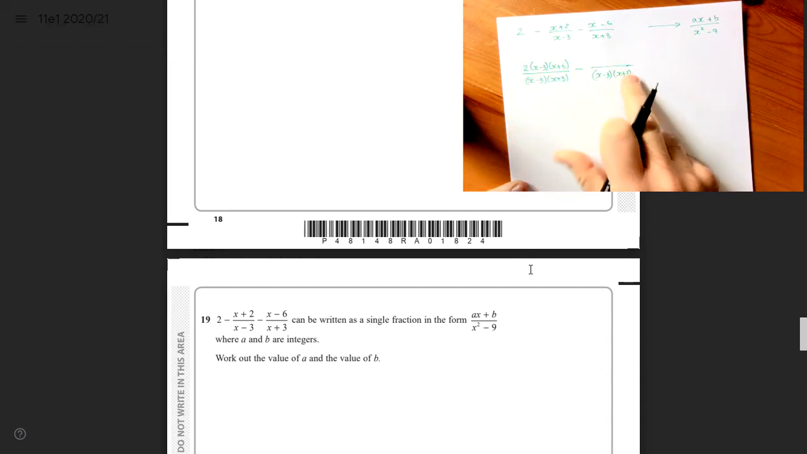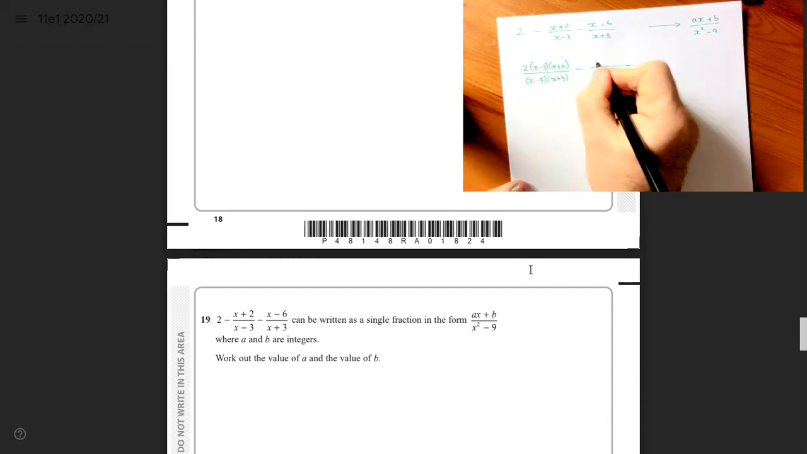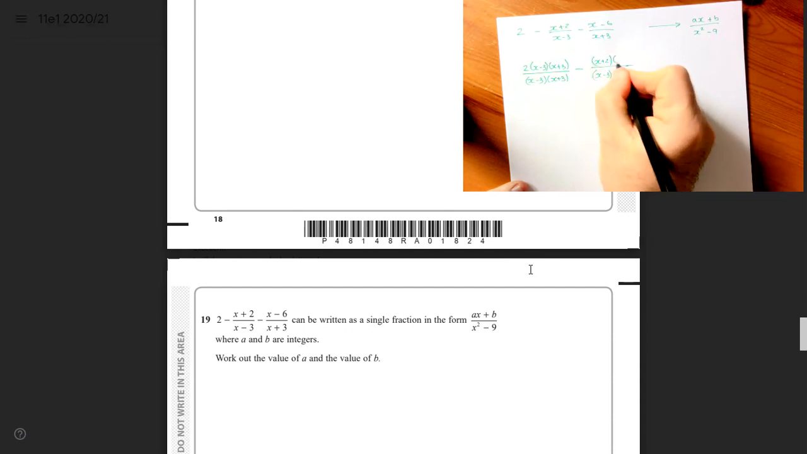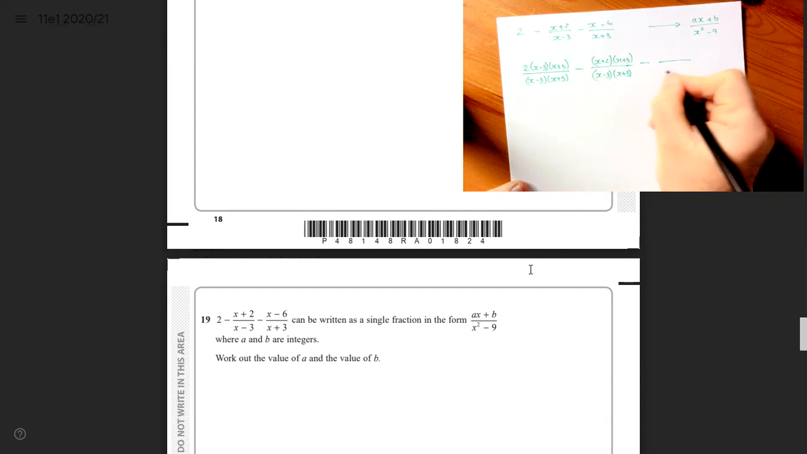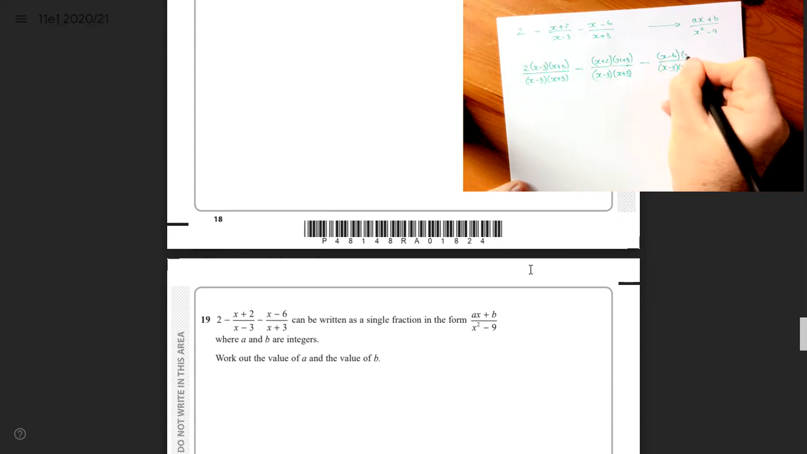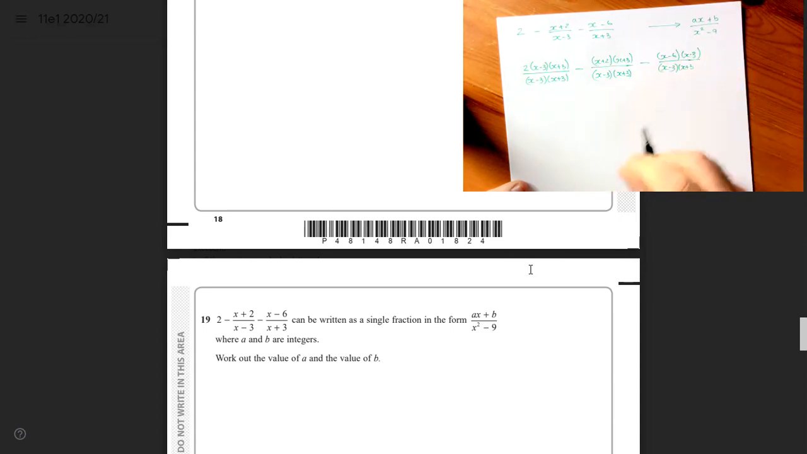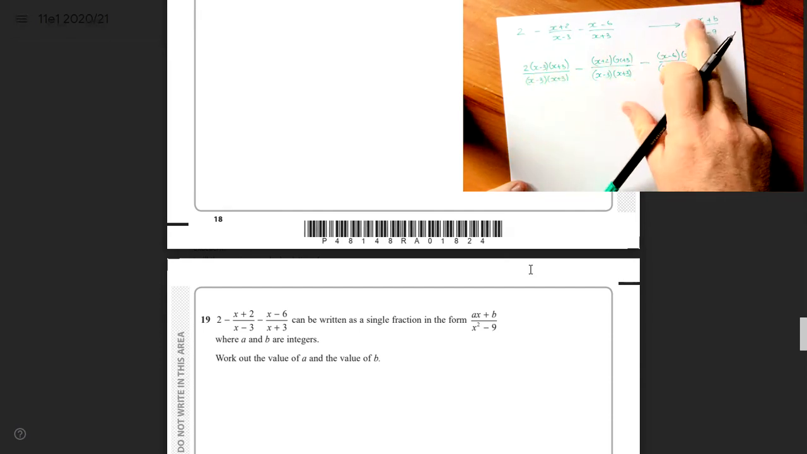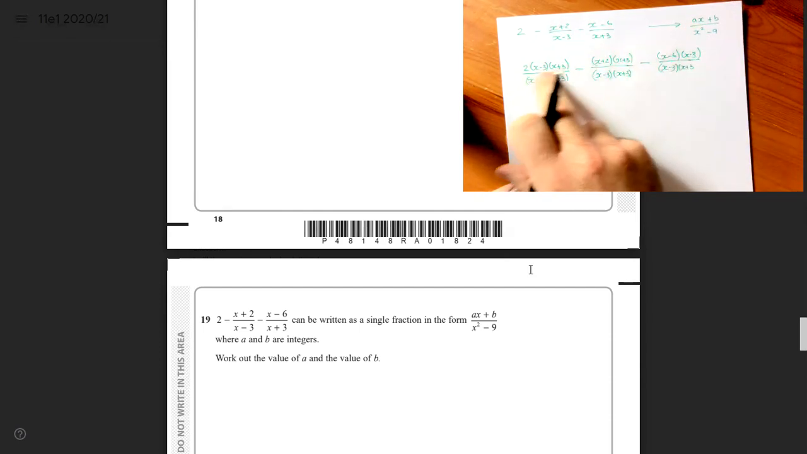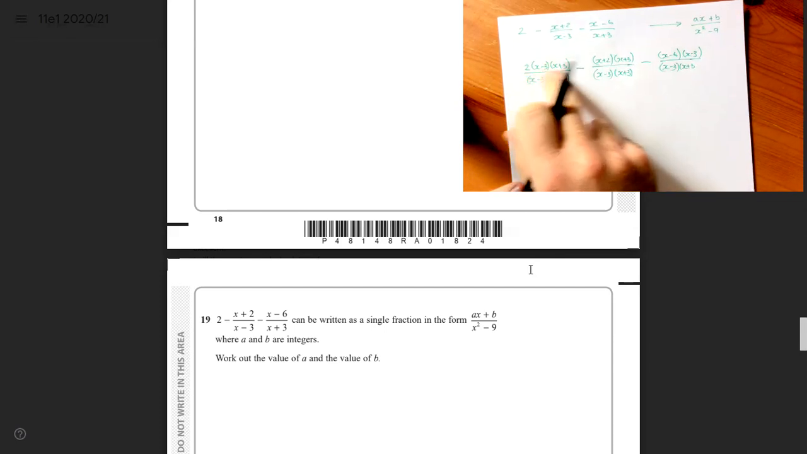So I've multiplied this denominator by x plus 3, so I've got to multiply the numerator by x plus 3. And I'm multiplying this denominator by x minus 3, so I've got to multiply this numerator by x minus 3. Okay, so now I'm hoping that x squareds will all cancel out because I haven't got any x squareds up here. So let's do the expansion. Well, I know that this numerator is x squared minus 9.